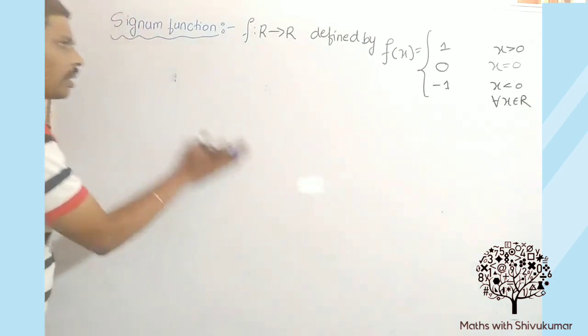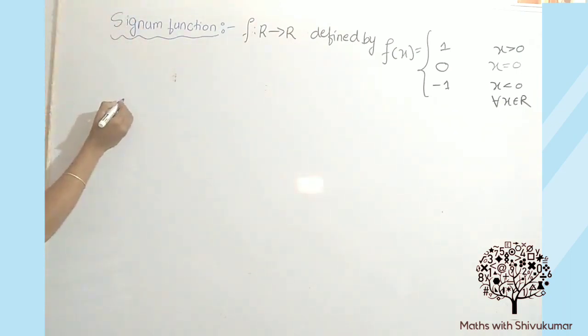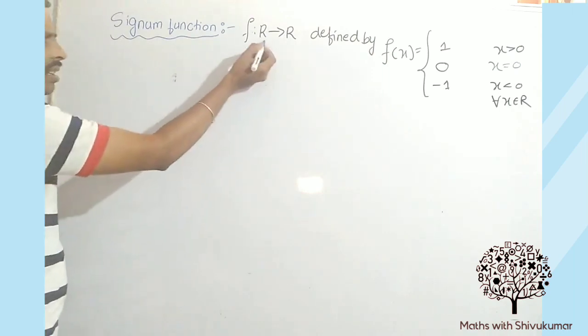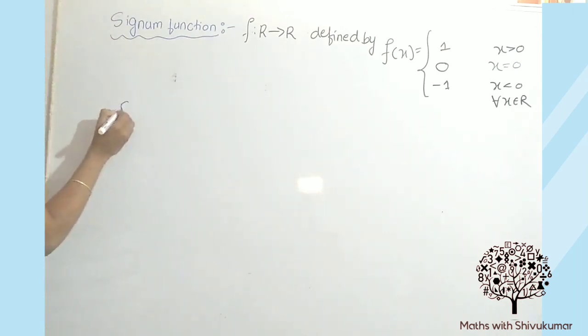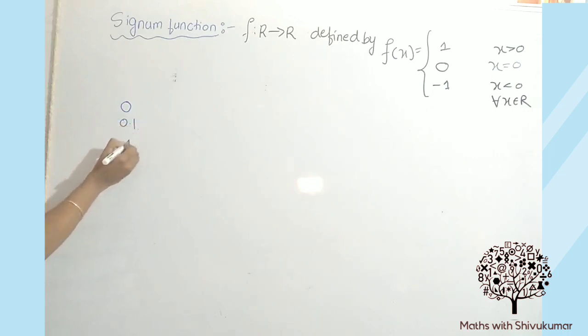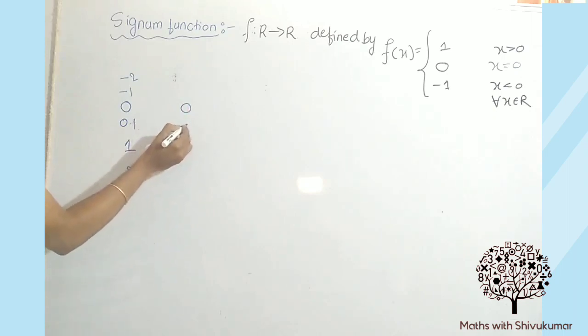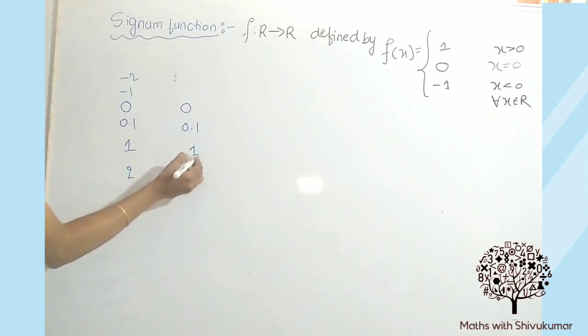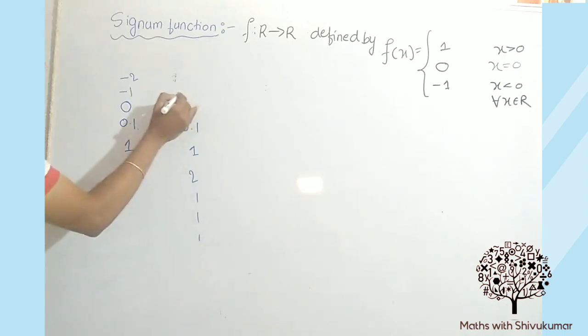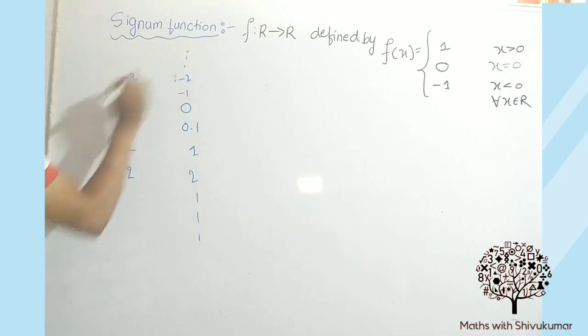So let us see one or two numbers, then we will draw the graph. See here, I will take some numbers. You can take any real number. So if I take 0, 0.1, 1, 2, I will just take a few numbers, and -1, -2. So this side is 0, 0.1, 1, 2 and so on, and -1, -2 and so on.